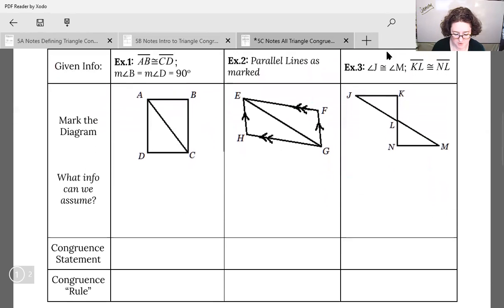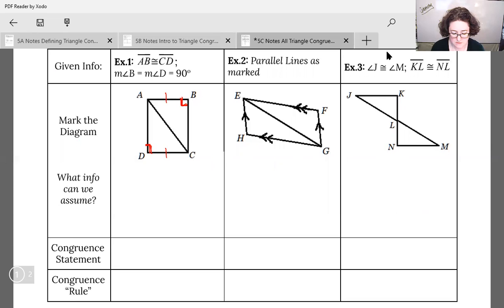So in our first example, we're given that AB is congruent to CD. So let's mark that. They also gave us that angle B and angle D both equal 90 degrees, and they do. They look like right angles, and they gave us that info, so let's mark it down. So this isn't a whole lot different than when we were talking about proofs before. We're not going to do proofs today. We're just looking at the rules right now.